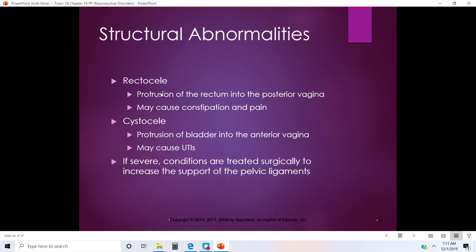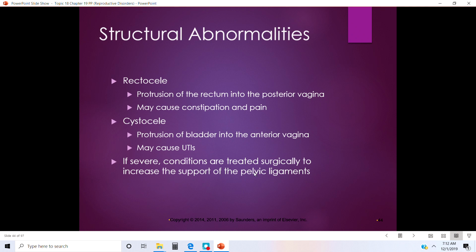All right, so rectocele, again, a protrusion of the rectum into the posterior vagina, may cause constipation and pain. And then a cystocele, just from the anterior, is going to be a protrusion of the bladder into the anterior vagina. And this may be a cause of urinary tract infections. If severe, these conditions are treated surgically just to increase the support of the different pelvic ligaments.